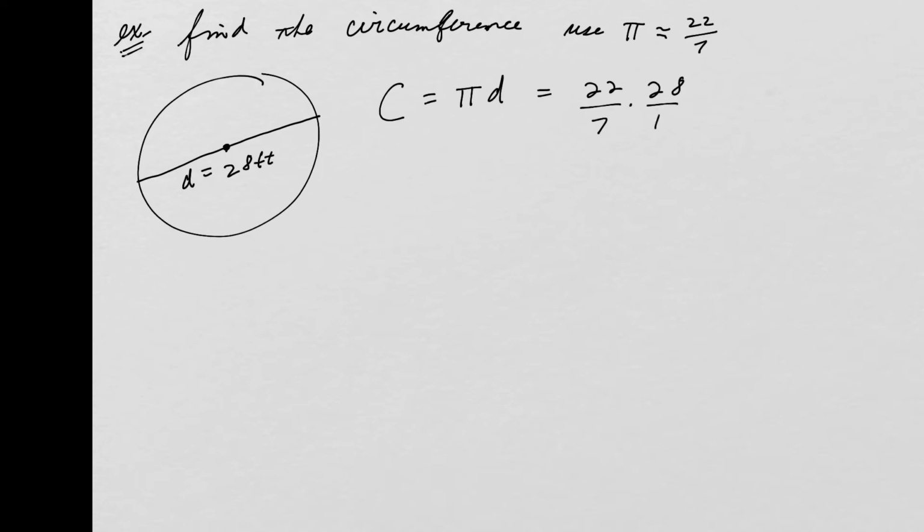So we just need to multiply those together, right? Well, I can simplify this a little bit, right? 7 goes into 7 once. 7 goes into 28 4 times. So this is just going to be 22 times 4, which is 88. And then units are feet. So the circumference in this case is 88 feet.